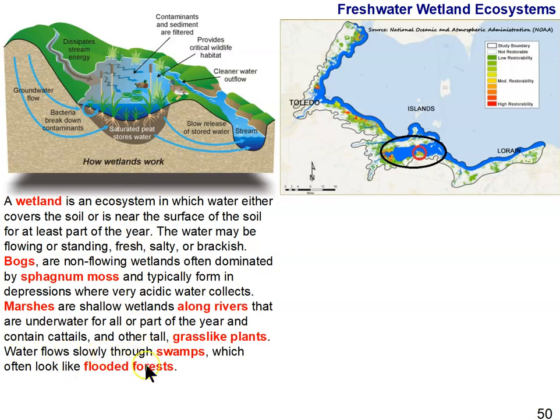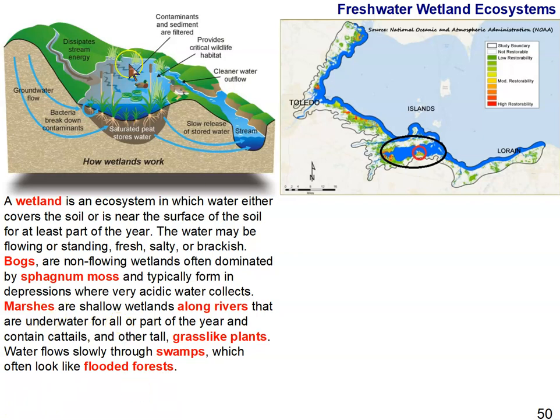Water flows slowly through swamps. So a swamp is basically a flooded forest. So the trees have adapted to be basically underwater a lot of the time. So a swamp is like an area where a river has spread way out and flooded the forest.